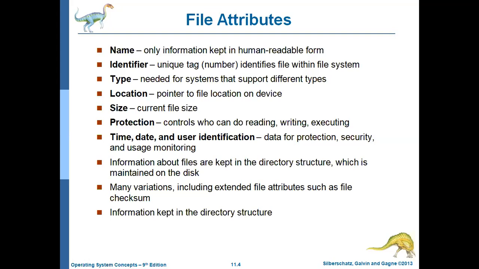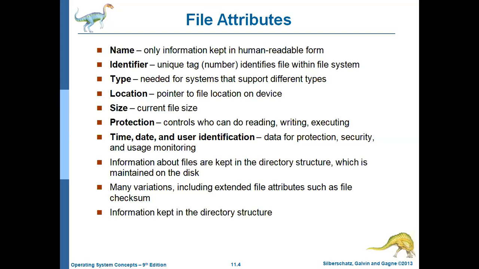Even the type can be identified by its extension, like .doc or .exe. Then comes location: where is that file located? A pointer to the file location on that particular device. Then comes the size of that file, which is the current size of the file. Usually it is in terms of bytes, or sometimes measured in words, or sometimes in blocks of data.